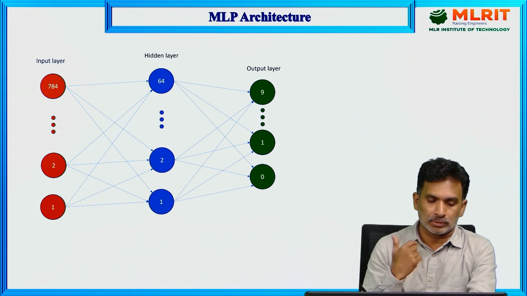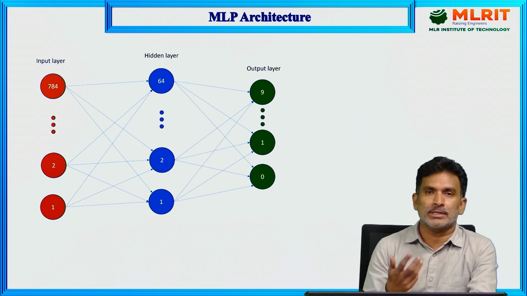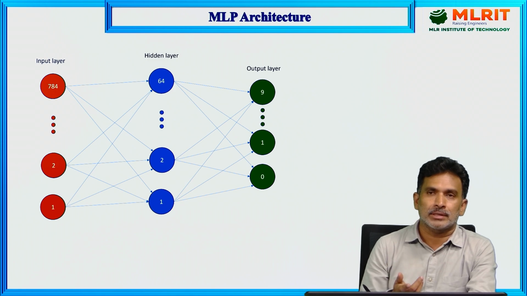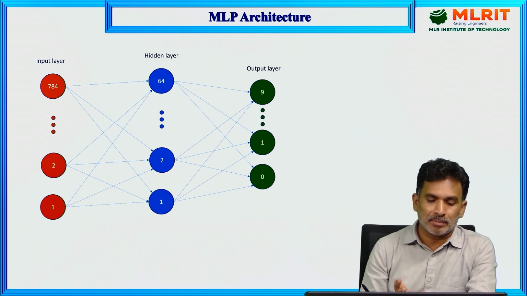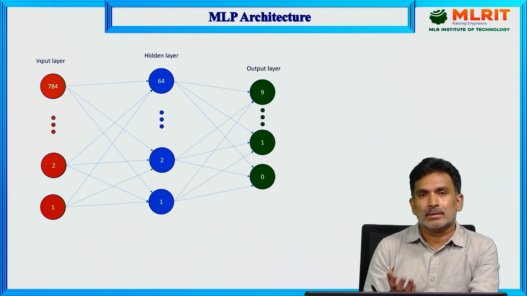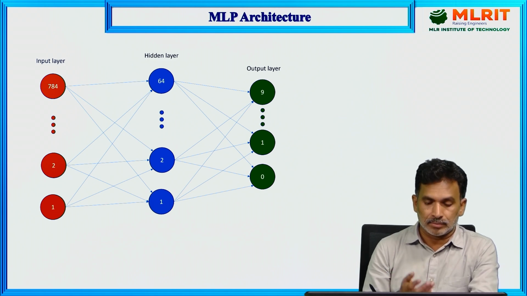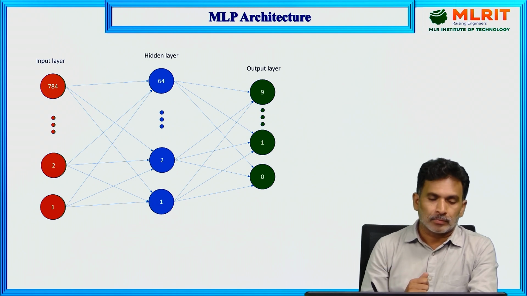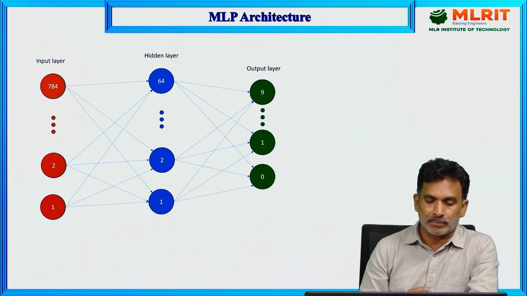Suppose you have written a digit from 0 to 9, and you supply that image, a 28 by 28 pixel grayscale image, to this model. The model has to predict the handwritten digit. Here you can see a basic multi-layer perceptron architecture to perform this task.